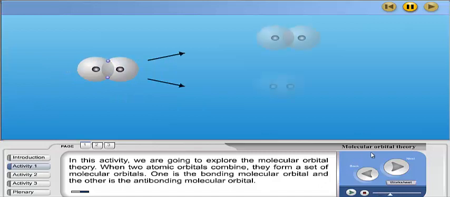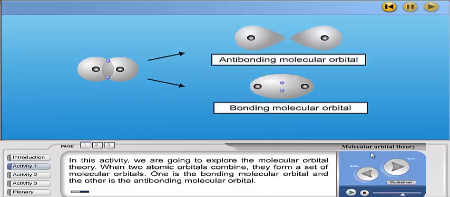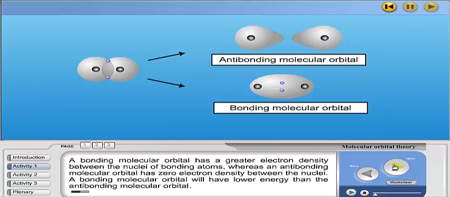When two atomic orbitals combine, they form a set of molecular orbitals. One is the bonding molecular orbital and the other is the antibonding molecular orbital. A bonding molecular orbital has a greater electron density between the nuclei of bonding atoms, whereas an antibonding molecular orbital has zero electron density between the nuclei. A bonding molecular orbital will have lower energy than the antibonding molecular orbital.